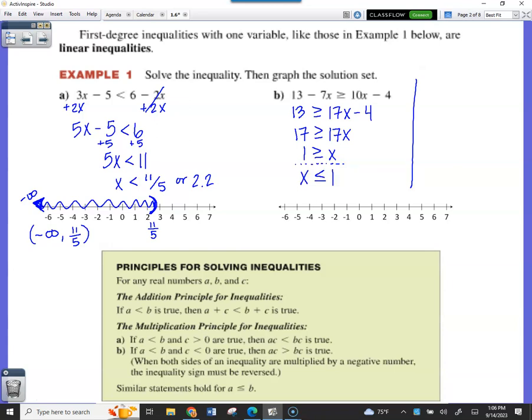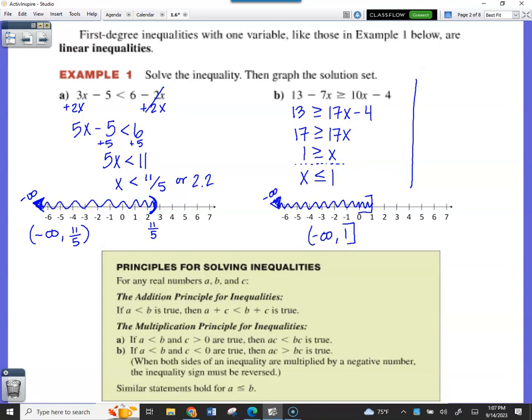Now, when you're mirror imaging the entire expression, you don't have to change anything about it. You're basically just taking the reflection. So now I can clearly see, okay, I'm going to shade less than or equal to 1. That would be a bracket or a closed circle. And then I'm going to label so I'll know how to write it in interval notation from left to right. It would look like that.